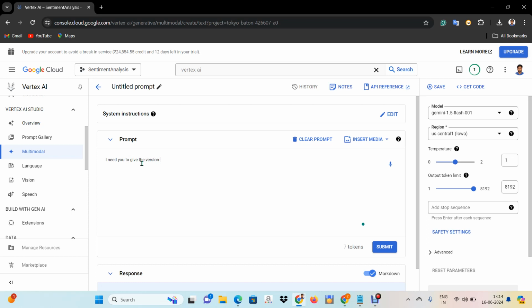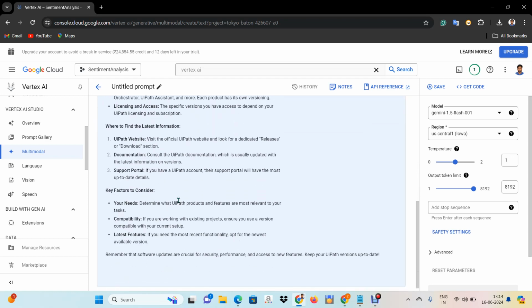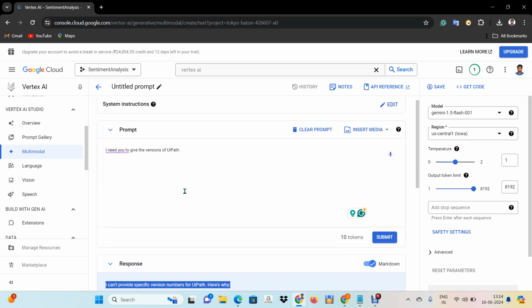If I give something like this, versions of UiPath, then the LLM sends us the response back. So whatever we are typing here is called a prompt. We are asking this LLM to give the information, and you can see it has given some response. It says I cannot provide specific numbers, but that is fine. We got at least some response.